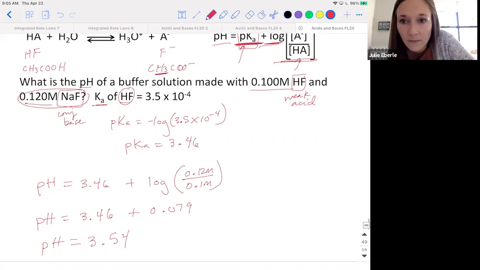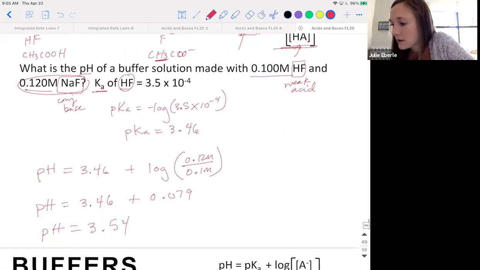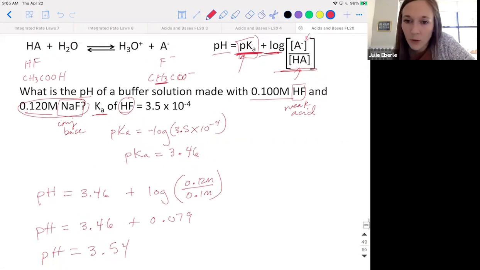Classic mistakes. People will plug in Ka instead of solving for pK. They'll forget to do that. Or they'll switch your concentrations and they'll put the wrong number on top and bottom when they do the log. Okay, I know some of you are probably still feeling lost on buffers. Please meet with me or please show up Monday. I'm going to work through these things again.